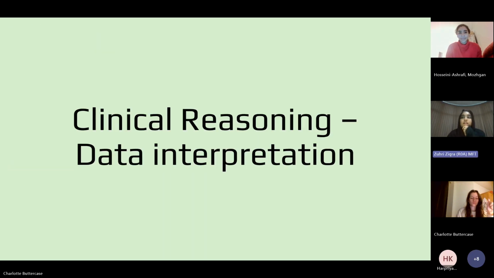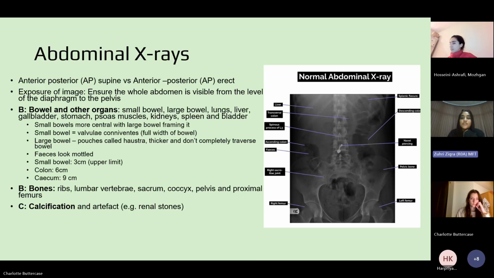So in the next 7 minutes, we'll do some spot diagnoses of data interpretation so that you can have some time to do the last 2 communication stations that I've prepared for you. So I think the first bit is abdominal x-rays, because it's not one that's often taught as much as chest x-rays.